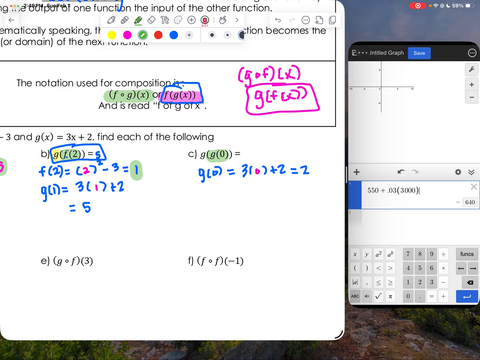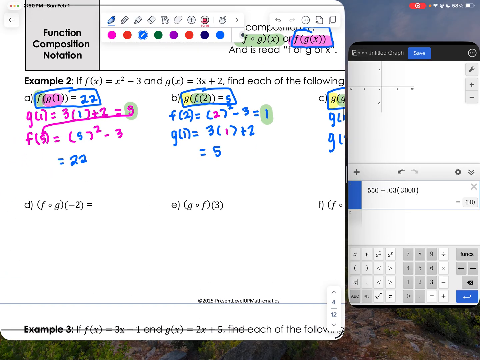Now we're going to look on the outside of the parenthesis. That is also g. So now I'm calculating g of 2. So whatever you get here always becomes the new input. So 3 parentheses plus 2, plug in a 2. So that would be 3 times 2 is 6. 6 plus 2 is 8. So g of g of 0 is equal to 8.